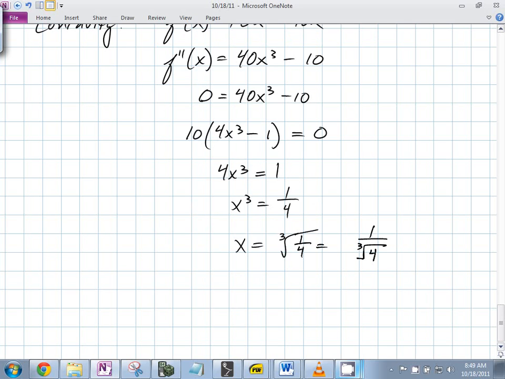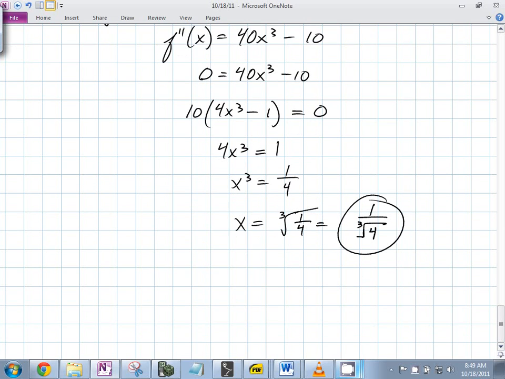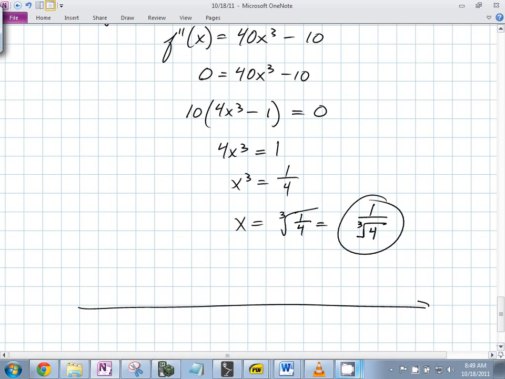There's only one, right? So how many times does this thing change concavity? Once, at an x value of 1 over the cube root of 4, which is like 1 point something, so it's pretty close to 1-ish. Okay, so we just did this. No, actually, we don't know if it changes concavity. What do we need to actually do? Actually test it, right? Points on either side.